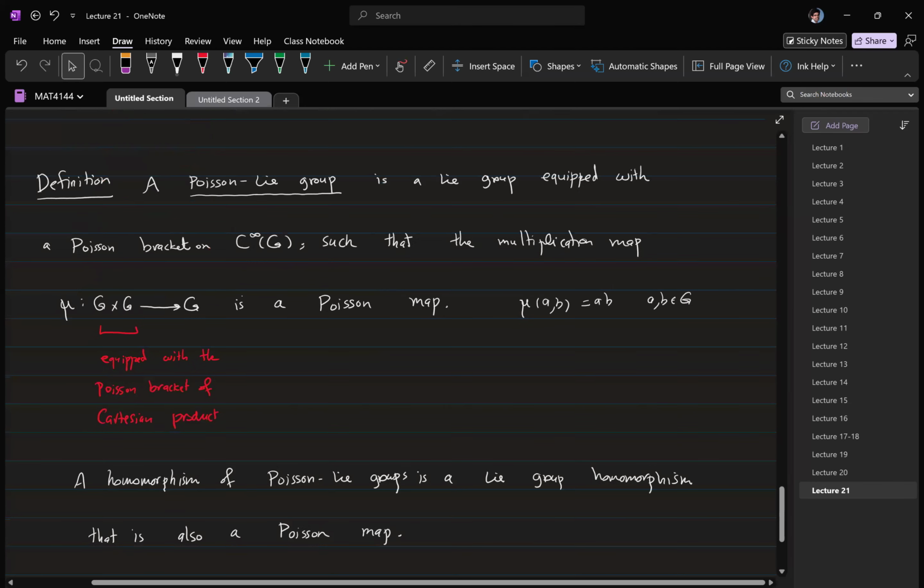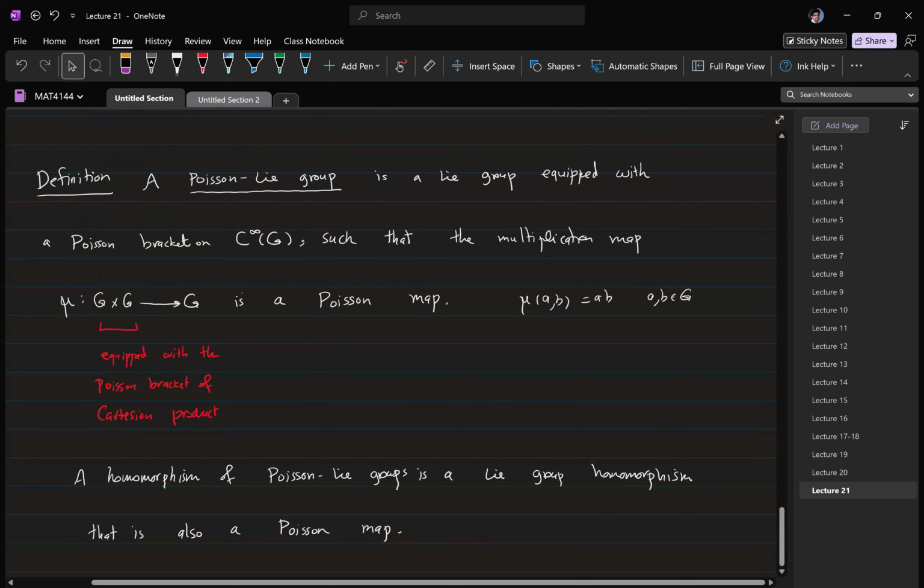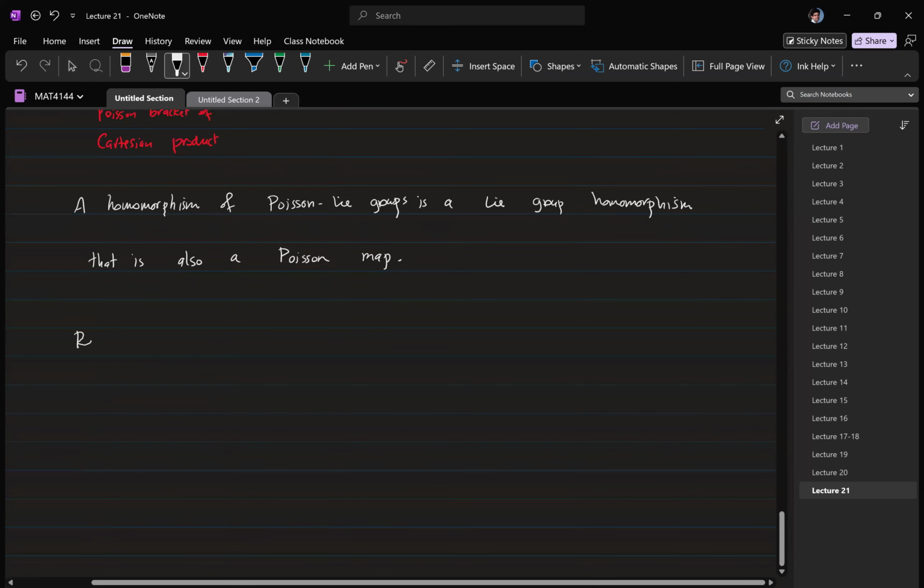So you might ask how the Poisson structure interacts with the inversion of the group. And in fact, the inversion map is almost never a Poisson map because it actually reverses the bracket. So here is a remark. I'm not going to prove this, but it can be proved. It's not so difficult.